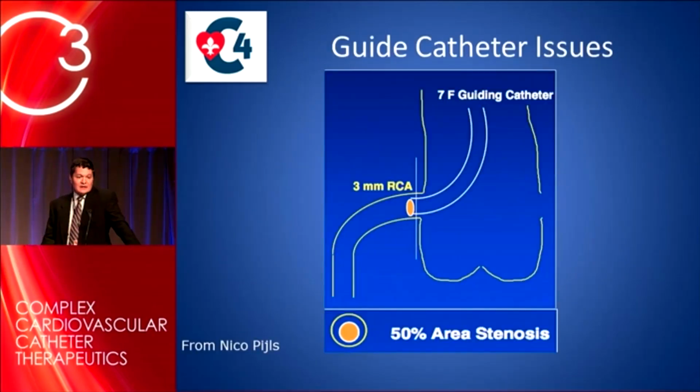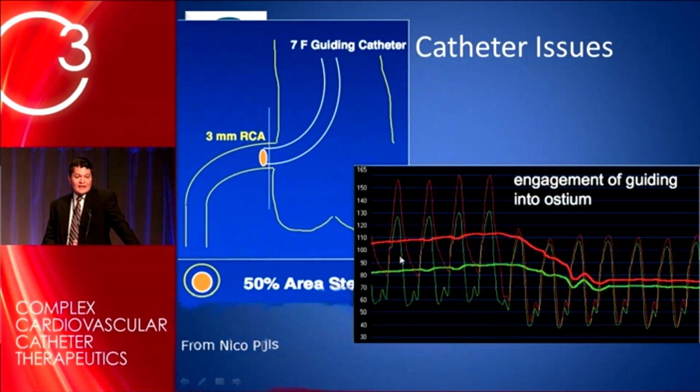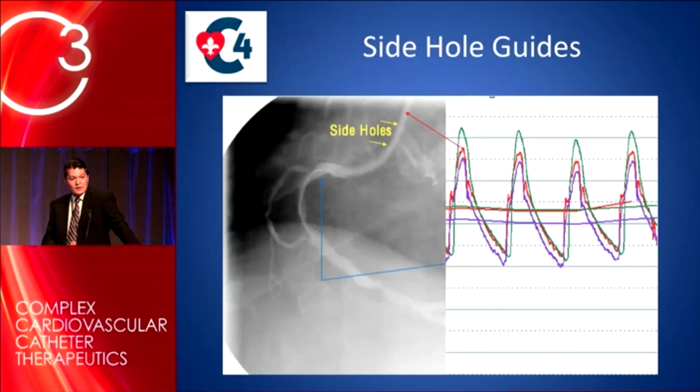This is a 7 French guiding catheter in the 3 millimeter artery, and you can see that as you introduce the guiding catheter into the artery, you basically create the opposite effect. So I showed you what it looked like in pulling out the guide catheter. Now I show you what it looks like if you push the guide catheter in an area of osteal stenosis. And so we have to be very careful in osteal left main and osteal right coronary artery stenoses.